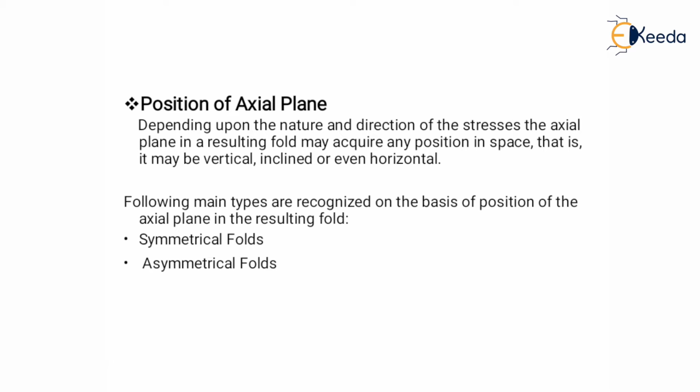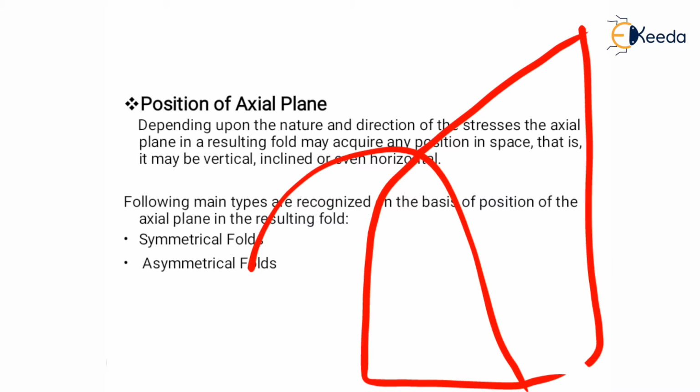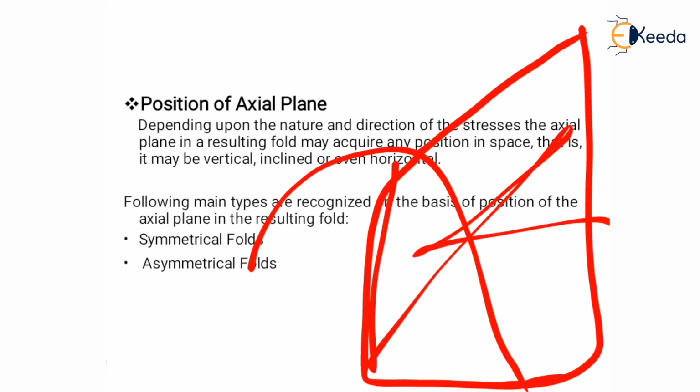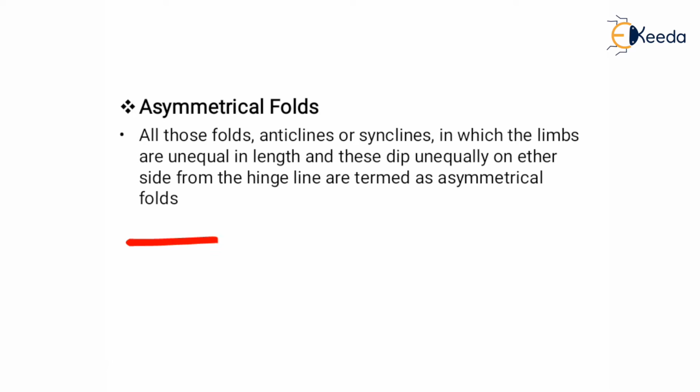See, asymmetrical fold and symmetrical fold. These are based on the position of the axial plane. See, this is the fold, this is the axial line, and this is the axial plane, also called the axial surface. Depending upon this position, either vertical, inclined, or horizontal, the following classification takes place. This is called a symmetrical fold.